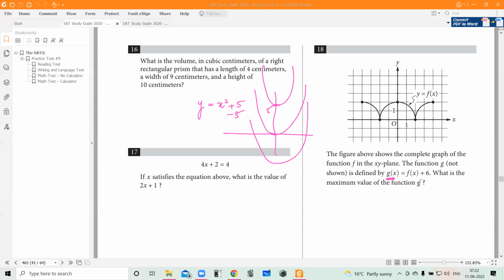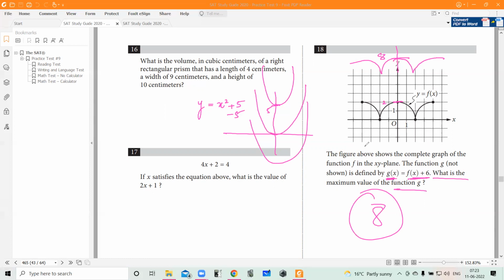So what's happening here? Oh, it's adding 6. So adding 6 means what? What are you doing to this graph? Moving it up 6 units. So if this point is at 2, you're shifting it 6 units up. So where will it be? At 8. At 8, exactly. Now the question is, what is the maximum value of the function g? So what's the maximum value? 8. That's it.